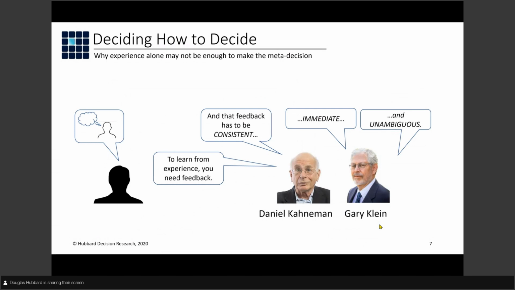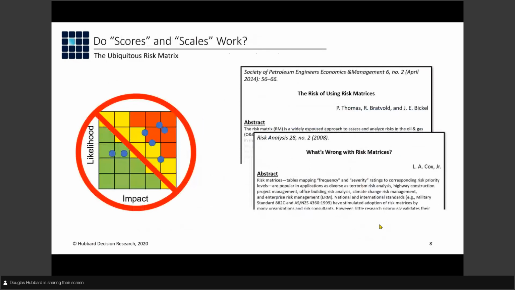So you don't get immediate, unambiguous, or for that matter, even consistent feedback on these things. We need different methods of determining whether or not a method works. The best way to do it is looking at independent research on the components of the methods that we're using. Well, risk matrices actually, even though they seem pretty simple, have multiple components.